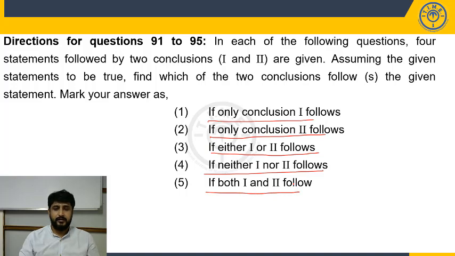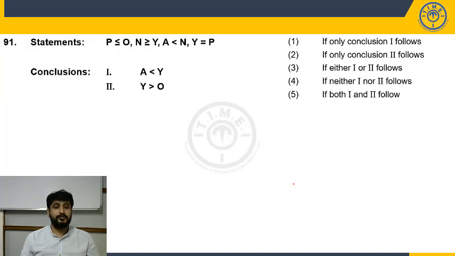Okay. Syllogism, symbols notations questions, inequalities. So we have 4 statements, right? Let's try to combine the 4 statements. What we get? P less than or equal to O. Y equal to P. So extend it. Y equal to P. And what we have? N greater than or equal to Y. And what we have? A less than N.